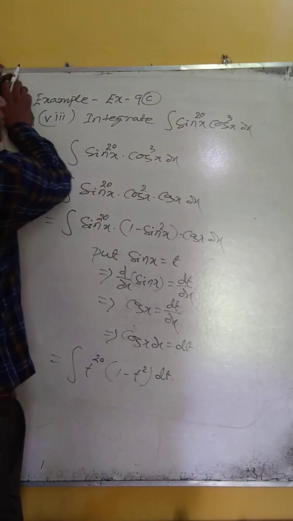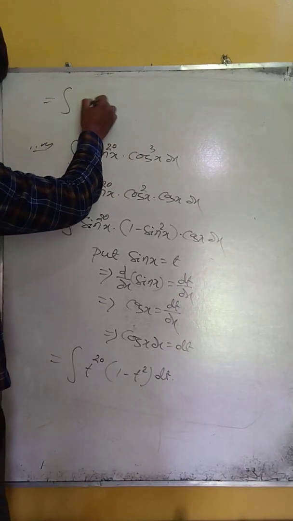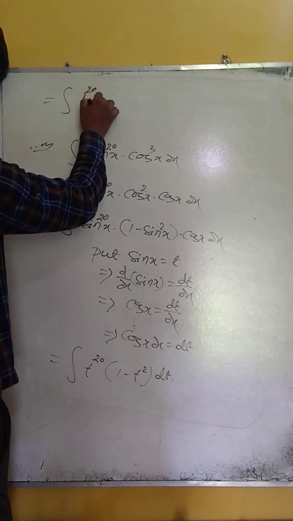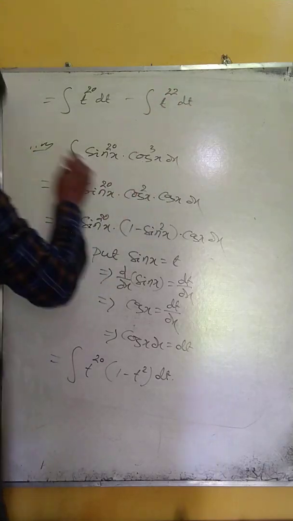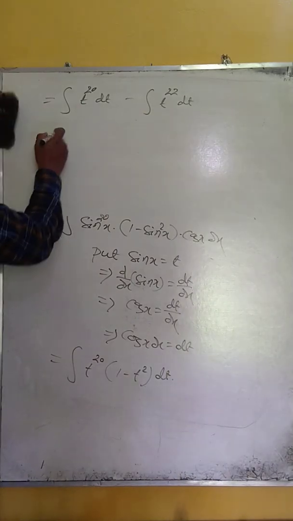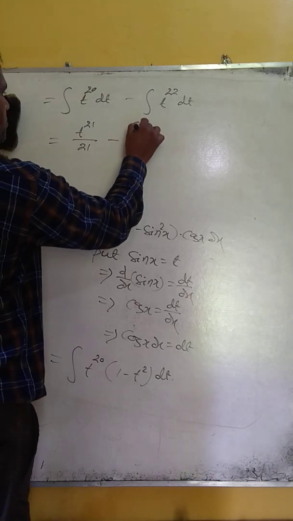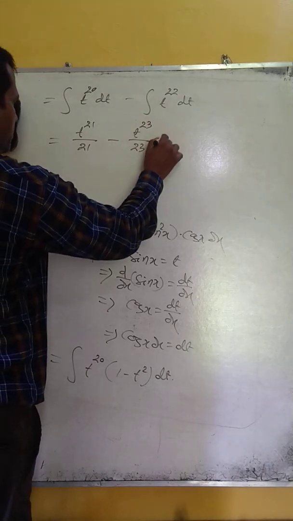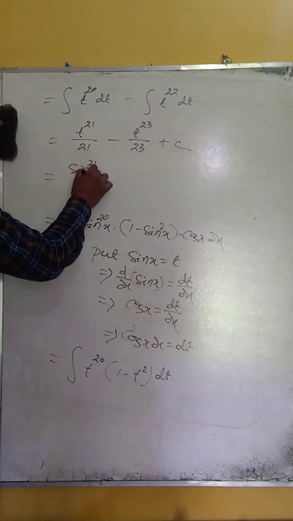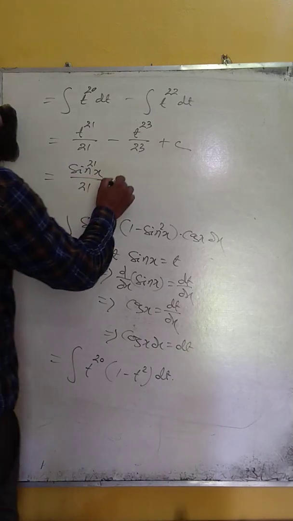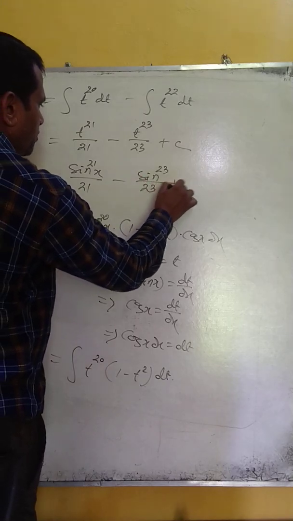In place of sin x we put t, and cos x dx goes to dt. So we write that equal to integral t to the power 20 dt minus integral t to the power 22 dt, that equals t to the power 21 divided by 21 minus t to the power 23 divided by 23 plus c. So we write sin to the power 21 x divided by 21 minus sin to the power 23 x divided by 23 plus c.